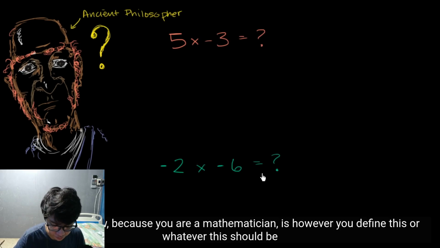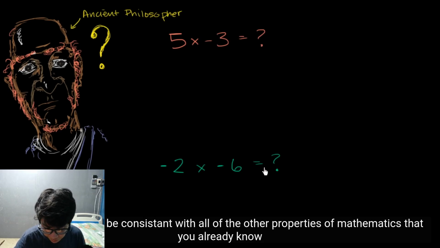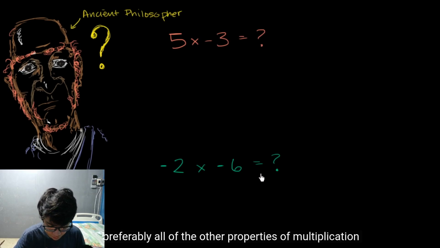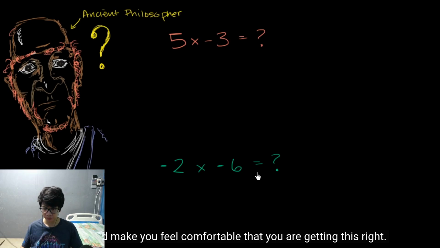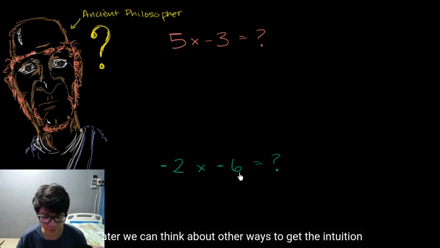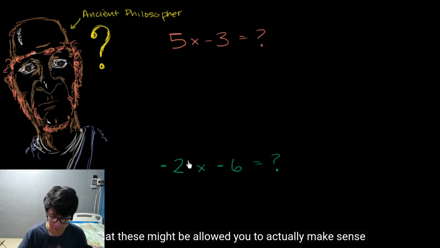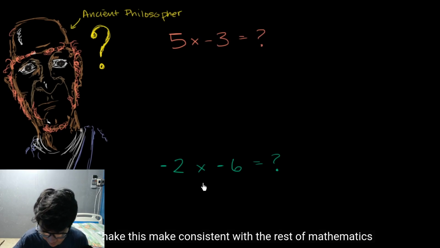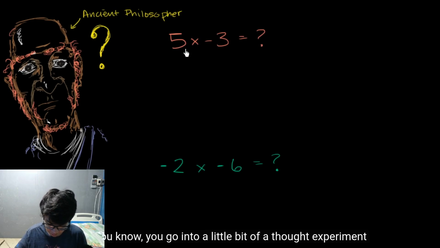What you do know, because you are a mathematician, is however you define this, or whatever this should be, it should hopefully be consistent with all of the other properties of mathematics that you already know, and preferably all of the other properties of multiplication. That would make you feel comfortable that you are getting this right. And later we can think about other ways to get the intuition for what these might be and why it actually makes sense. But to make this consistent with the rest of the mathematics that you know, you go into a little bit of a thought experiment.